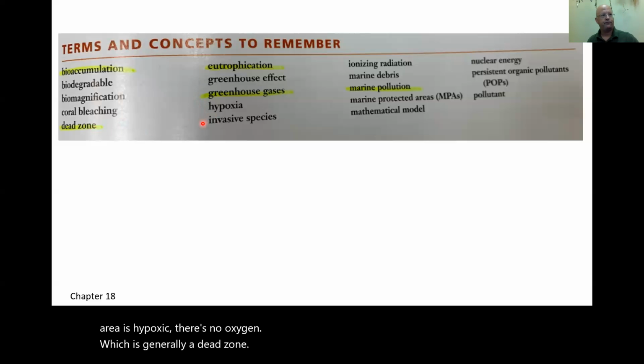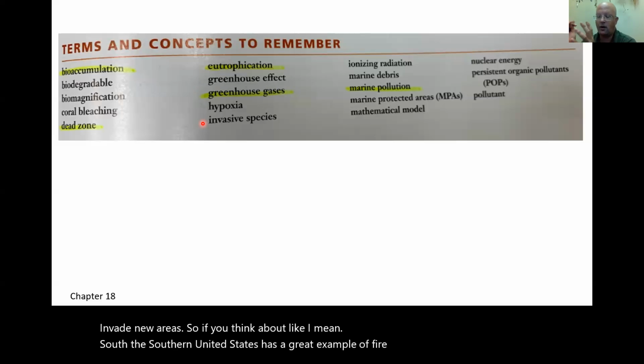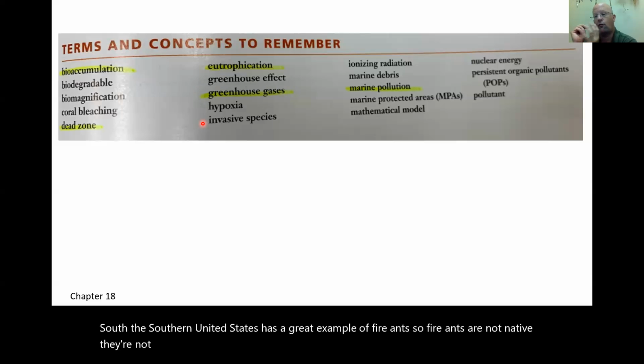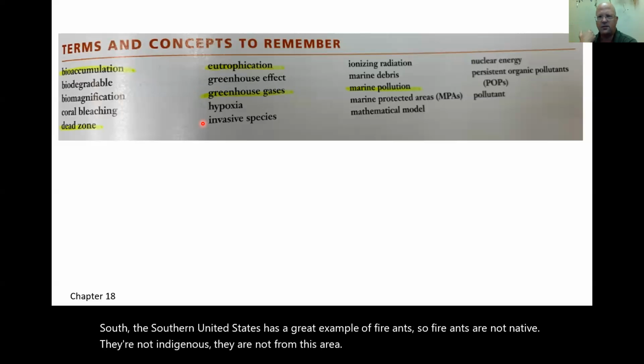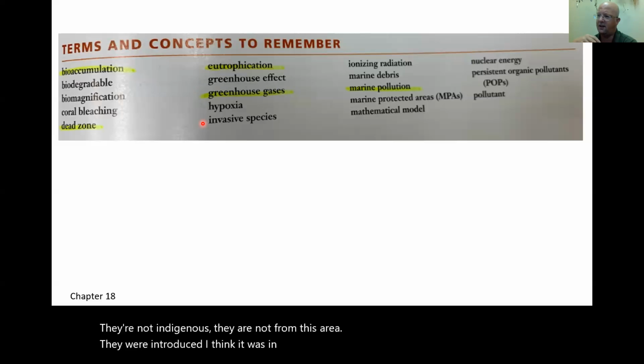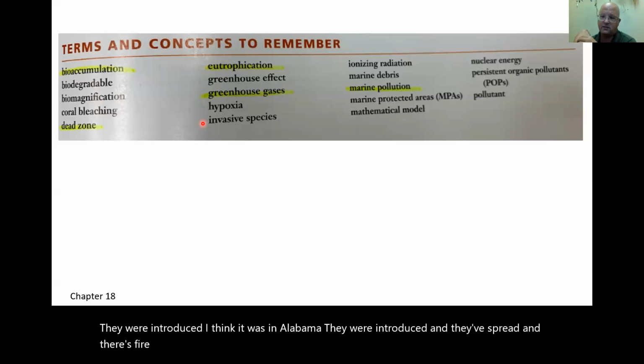Invasive species. Invasive species are species that invade new areas. So, the southern United States has a great example of fire ants. Fire ants are not native. They're not indigenous. They're not from this area. They were introduced, I think it was in Alabama, and they have spread, and there's fire ants everywhere, and it's an invasive species.